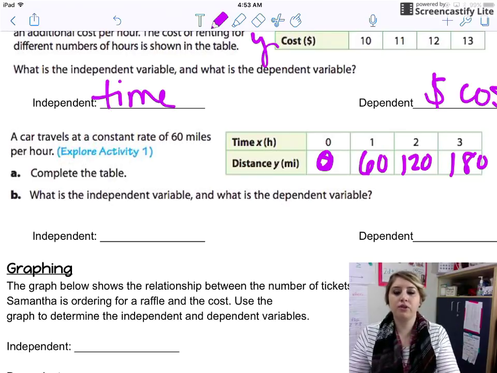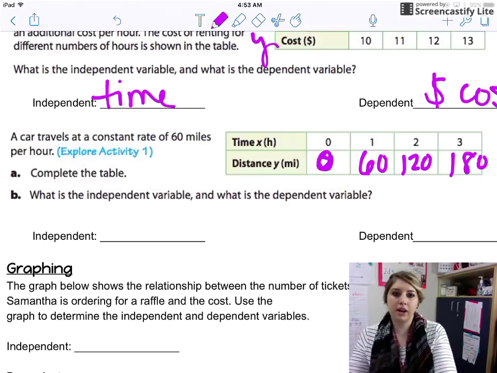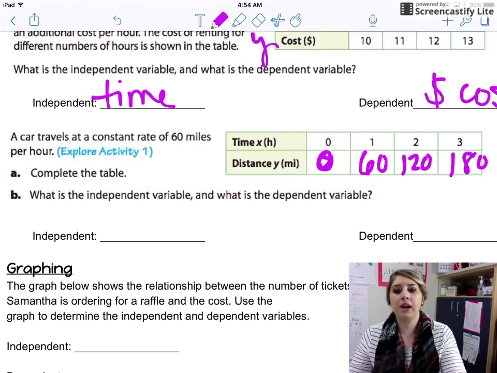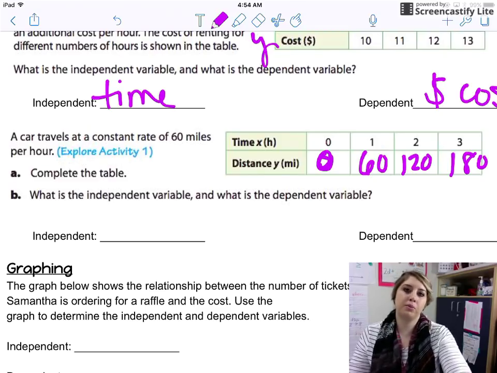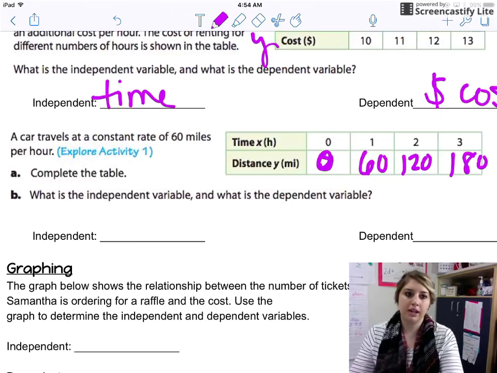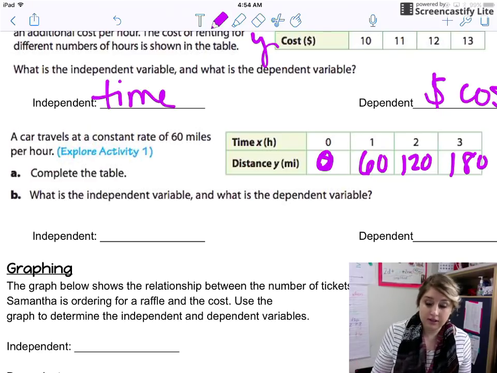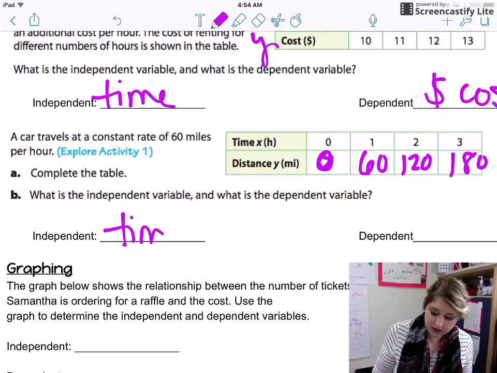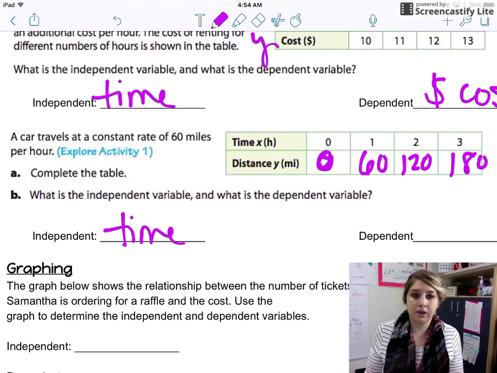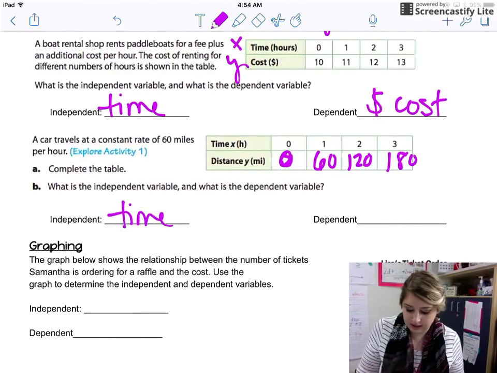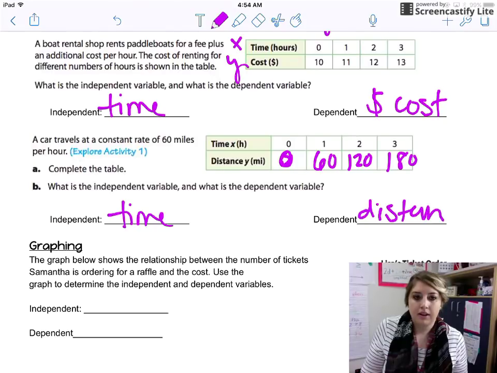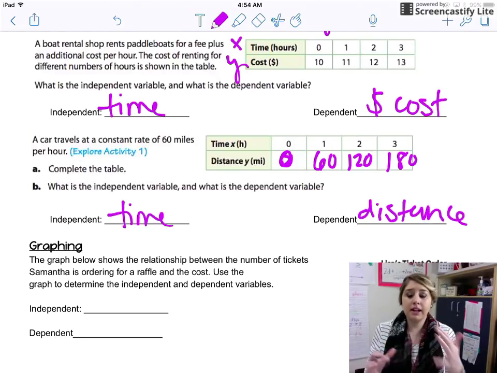If we don't travel at all, we have no distance. No time, no distance. If we travel 1 hour, we're going to go 60 miles. 2 hours, 120. 3, 180. So our independent is always our x, so that's time. Our dependent is always our y, so that's our distance here. Okay, so that's kind of how tables work.